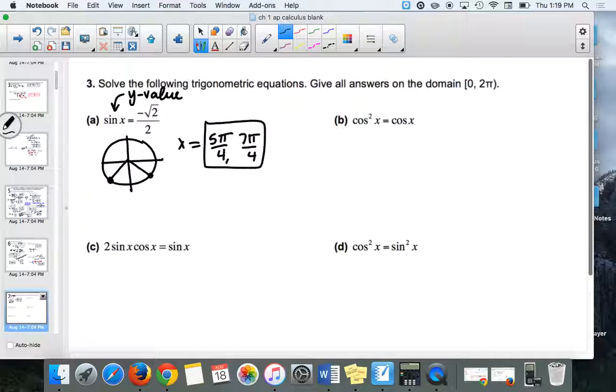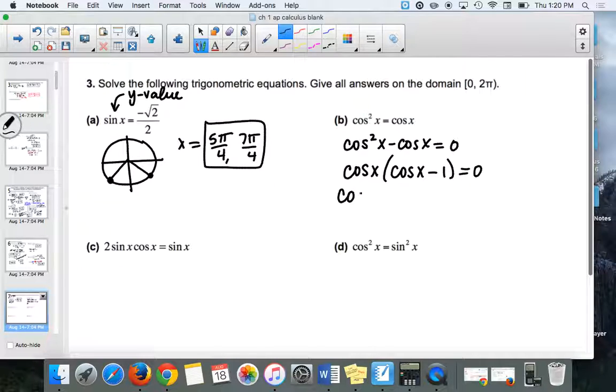What you would technically have to do if you had w squared equals w is subtract the w over so you could pull out the GCF, because you have two solutions. You have 0 and positive 1. That's what I have to do. Okay, so that is what we're going to do on this example. We are going to subtract the cosine of x over. So we're going to have cosine squared x minus cosine of x equals 0. So I'm going to have cosine of x times cosine of x minus 1 equals 0. And I set each piece equal to 0.